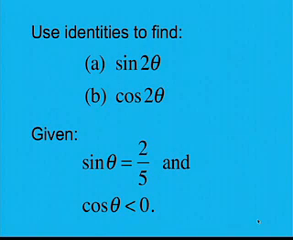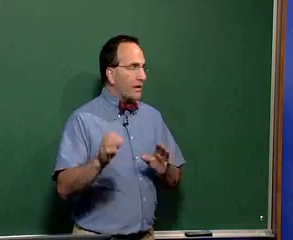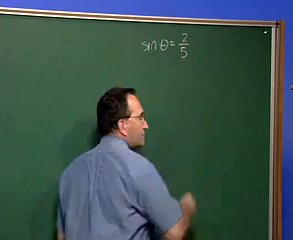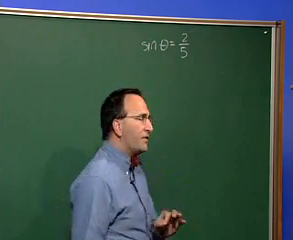All right, that's great. Now, let's take a look at an example in which we use these particular formulas. Use the identities to find the sine of 2 theta and find the cosine of 2 theta, given that sine of theta is equal to 2/5, and that the cosine of theta is negative.